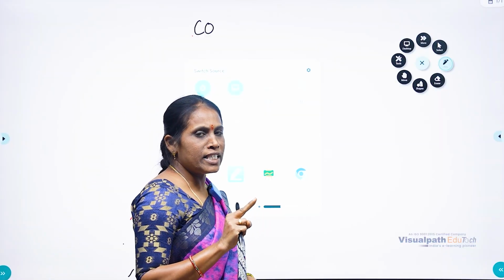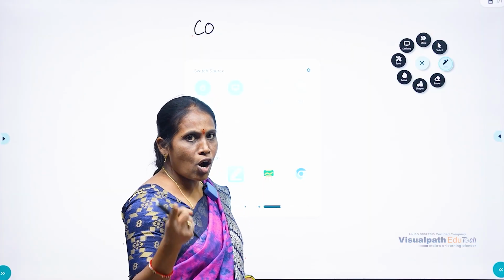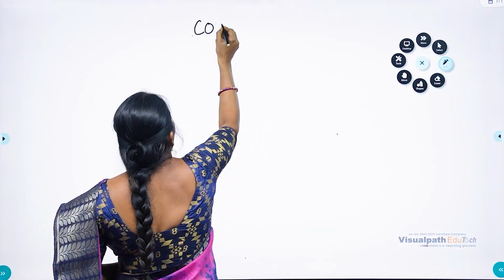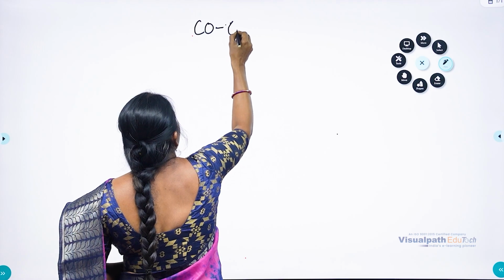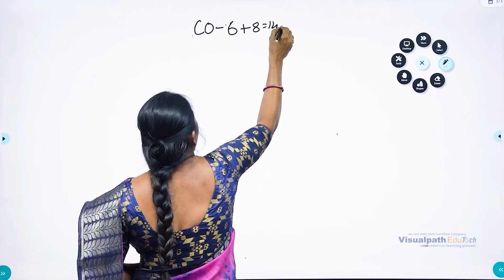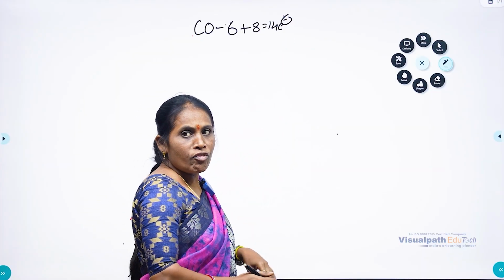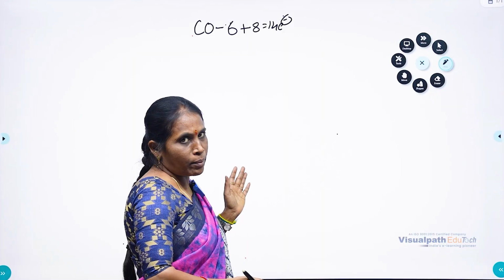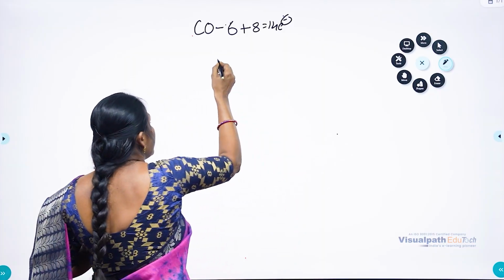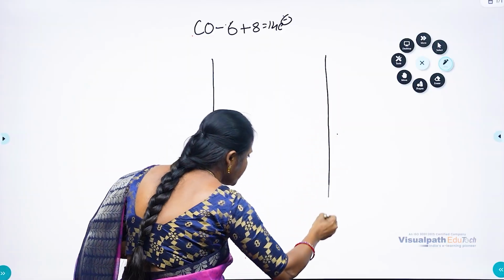The CO molecule has 2 atoms, in which one is the carbon atom and another one is the oxygen atom. Carbon has 6 electrons and oxygen has 8 electrons. Total 14 electrons are present in the molecular orbitals. Now, we go to the MOT diagram of the CO molecule.